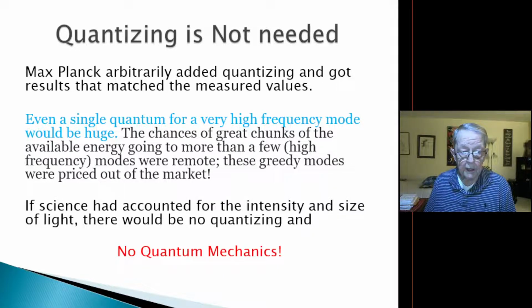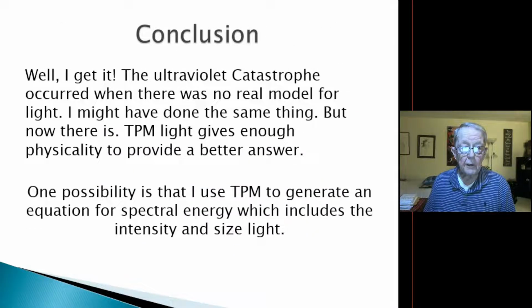If science had accounted for the intensity and size of light, there would be no quantizing, and that's what started quantum mechanics. There'd be no quantum mechanics. Well, they may have got there anyway with other things. I mean, Einstein got into it, Niels Bohr and Heisenberg, they're all in there talking about different options, coming up with the Copenhagen Agreement. But basically, they could have explained it without quantizing, and therefore it would have slowed that whole process down.